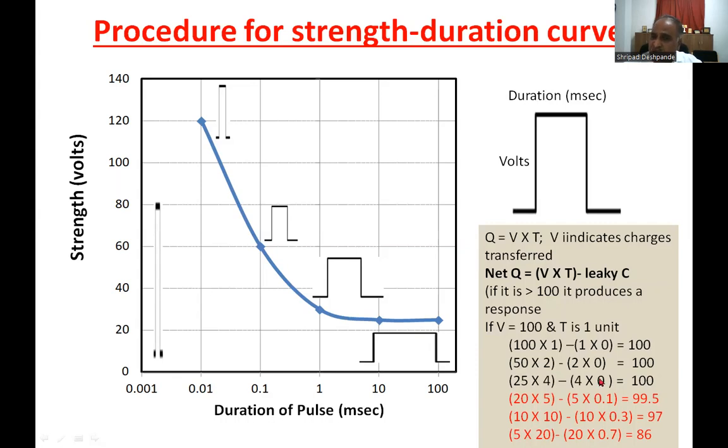So 25 into 4, because of the negligible leaky current within this time period, it will be 100. Subsequently, as the leaky current becomes predominant, it is not able to excite, though the charge you have transferred is 100. As per the equation V and T, the charge we have transferred is 100, but it is not able to excite because of the leaky current appearing in this component.